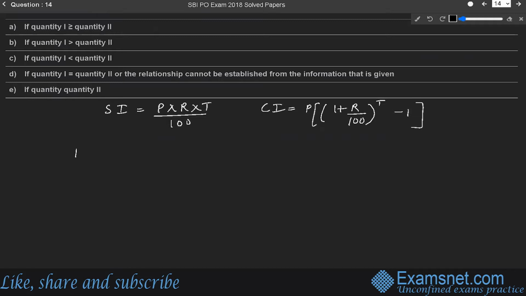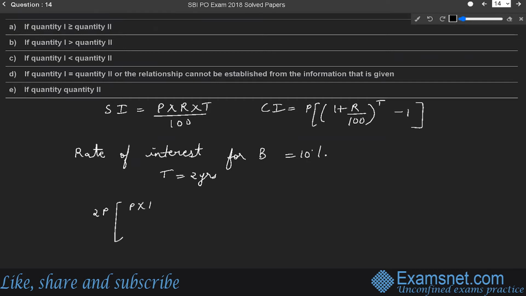Now, the rate of interest for scheme B is equal to 10%. The time period is 2 years. According to the question, (2P into P into R into 2 divided by 100) whole divided by (1 plus 10 upon 100) whole square minus 1 is equal to 8 upon 21.